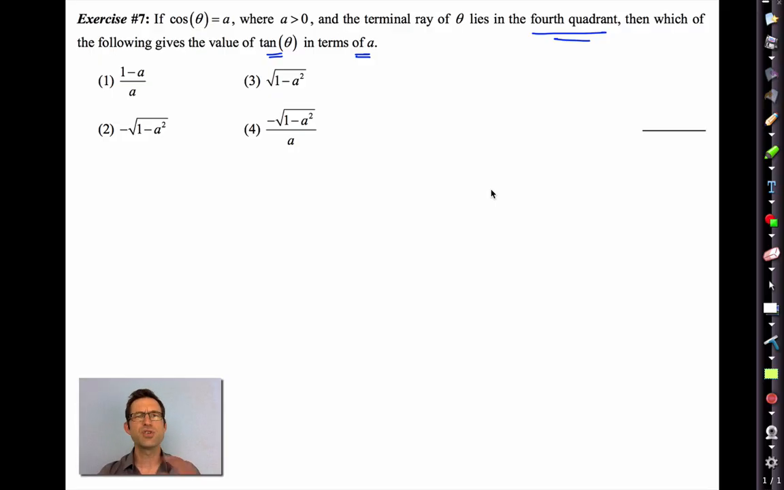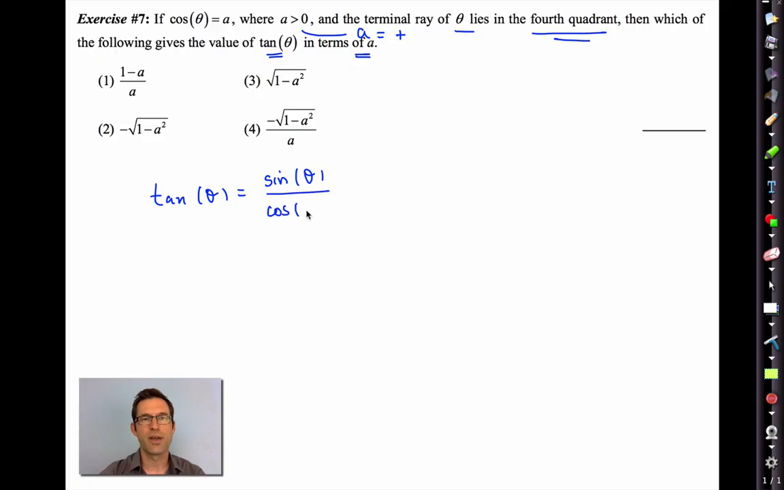All right, so a is just some positive number, right? A is a positive number. That's all I really know about it. But I know my angle lies in the fourth quadrant. That's going to help me determine positive, negative stuff. Now, it's asking me for the tangent of theta. And I know the tangent of theta is the sine of theta divided by the cosine of theta. And I know this is equal to a. What I don't know is what that's equal to.